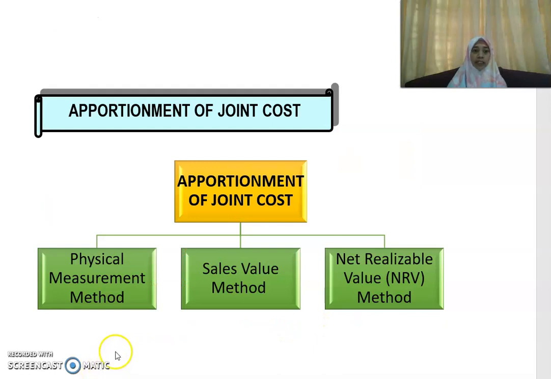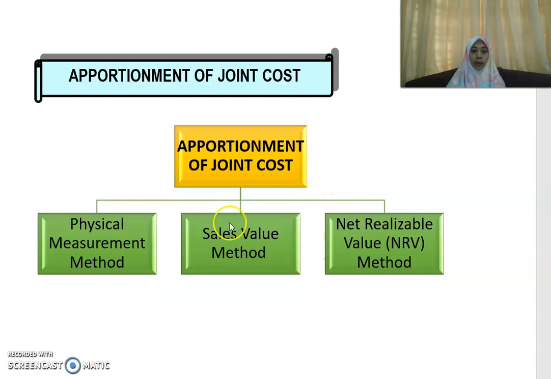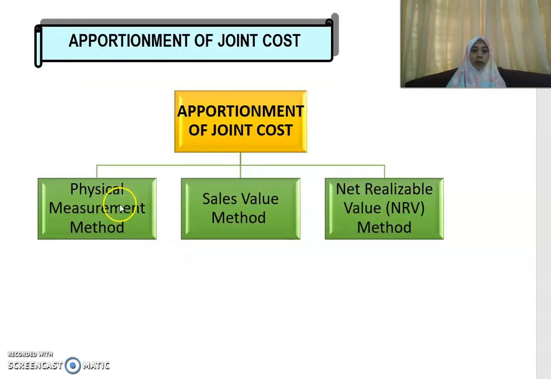So I've already explained to you how you want to apportion your joint cost. So in this case, for example, you have 150,000. So that is your joint cost, and then you want to apportion that joint cost to each of your products. So you want to apportion that to X, Y, and Z. So you can choose the three methods, or depends on the question which method that it requires you to do. So the first one, I've already shown you the physical measurement method. Next is the sales value method, and the third one is the net realizable value method.